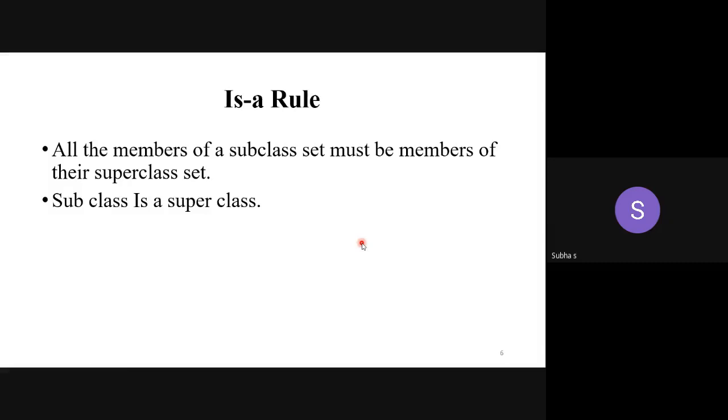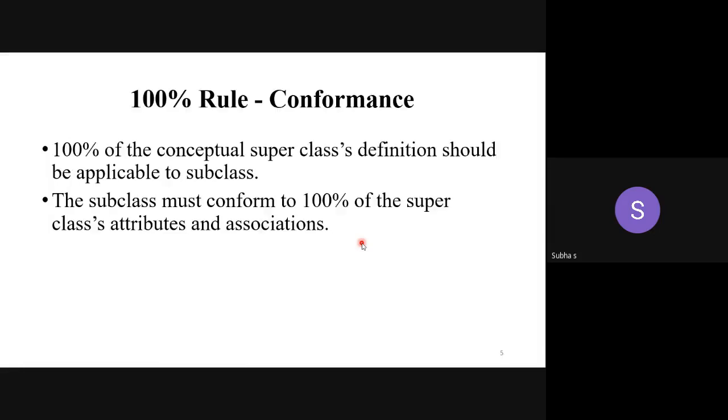Actually, it's a part of the superclass, but that subclass can also be considered as a superclass and have different subclasses. Like what? Multi-level inheritance. You will have one parent class and then one child, that is one base class, then one derived class. That derived class can act as a parent class. Then you will have another derived class, like that. Multi-level inheritance. The is-a rule means a subclass is a superclass. So all the members of the subclass must be members of the superclass set also. So these are the two rules, the 100% rule and the is-a rule.